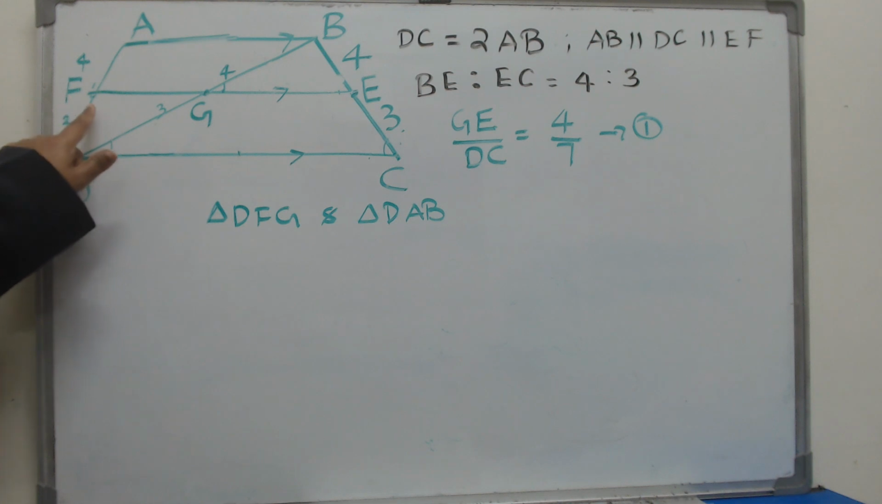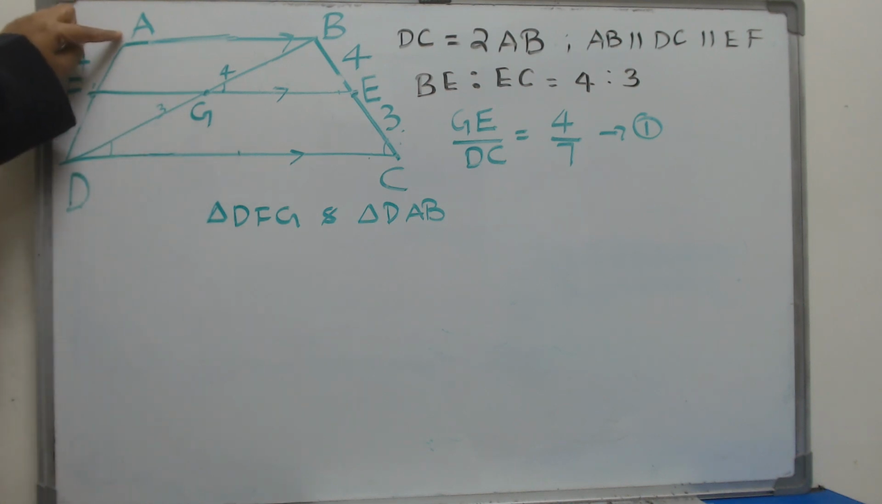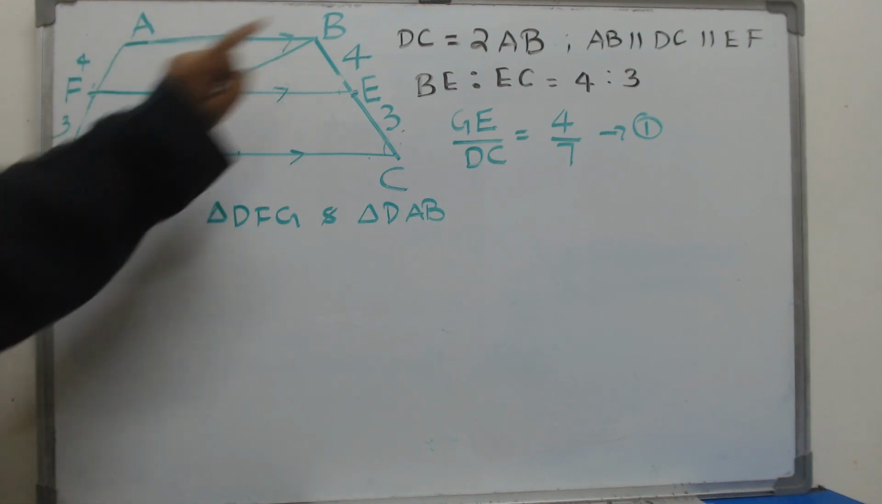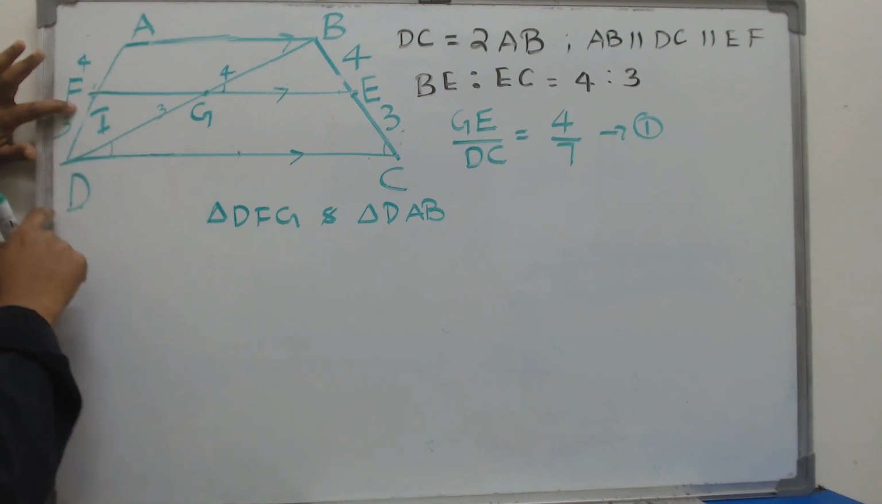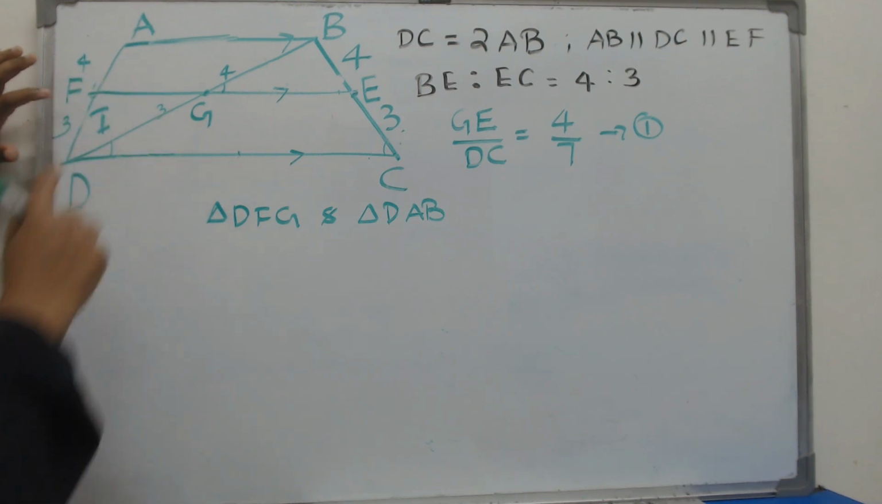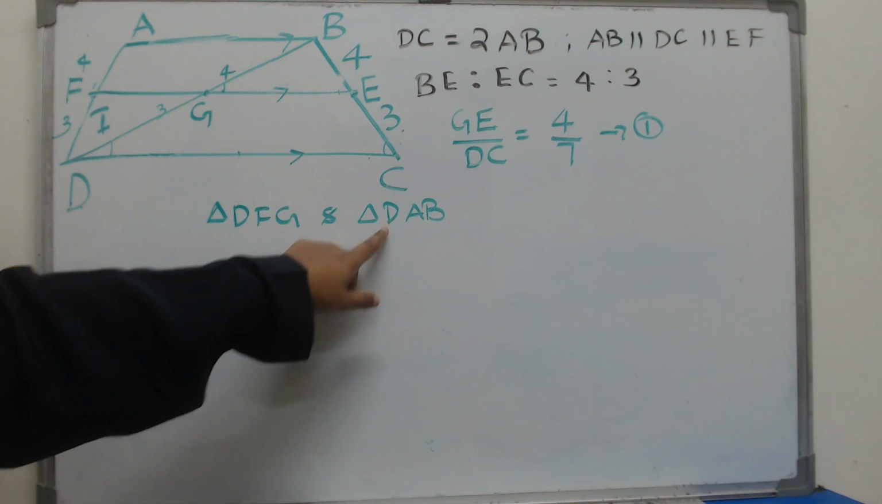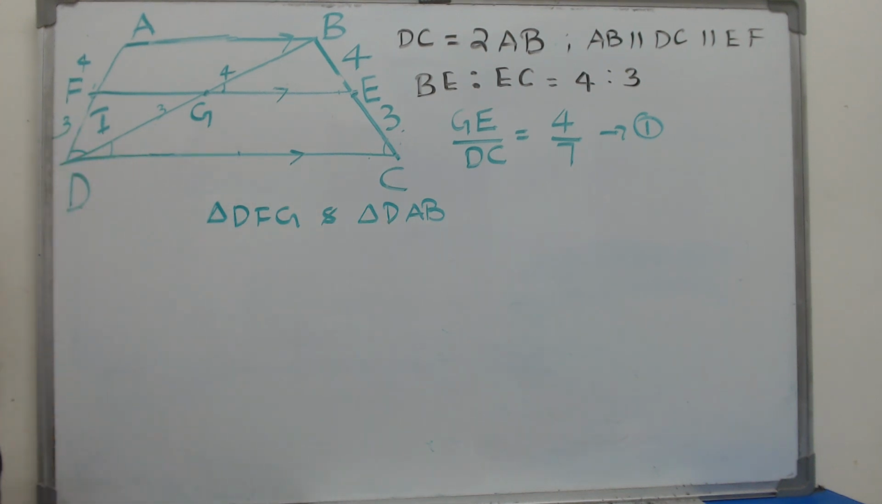Now we need a result which involves FG. How do we do that? Consider this big triangle DAB and this small triangle here which is DFG. Can you prove its similarity? One look at it, you know there is a common angle which is what? D here. So you have got one angle. You just have to find another set of ratio or angle.